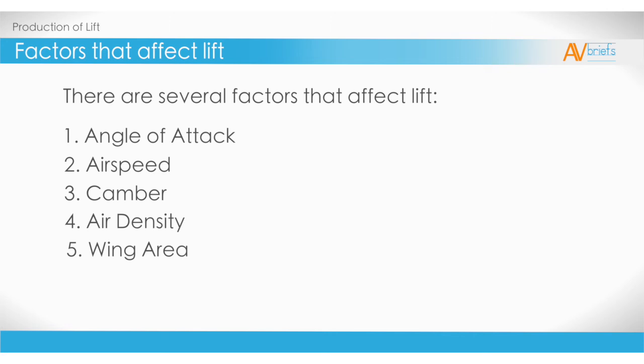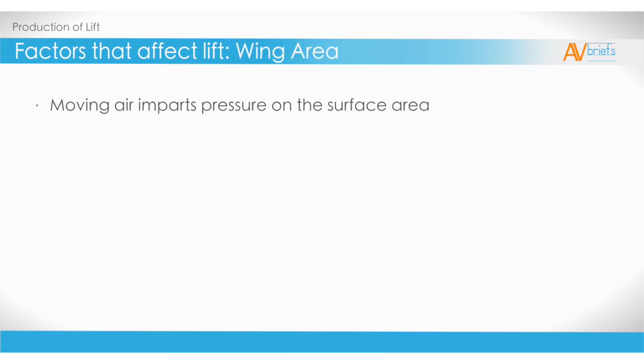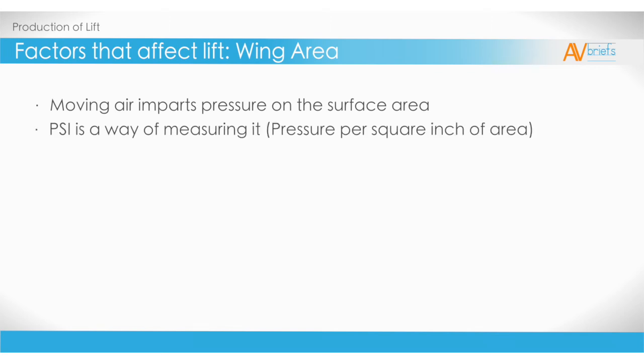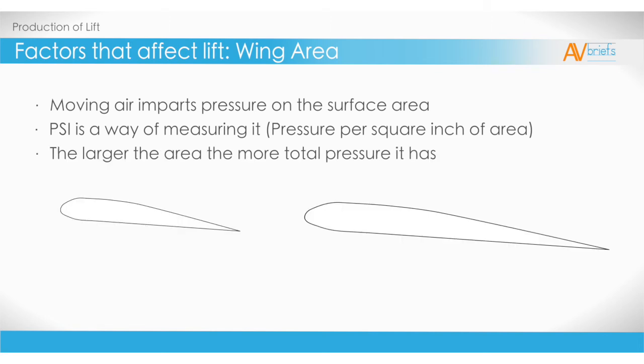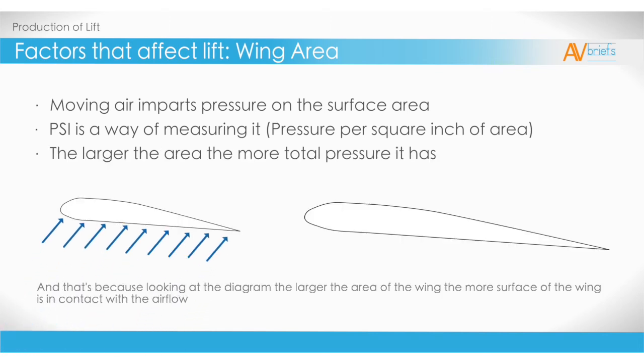Another important factor would be the area of the wing itself. It goes to say that a jumbo aircraft needs a jumbo wing. A smaller airplane doesn't need a jumbo wing because it doesn't need to produce jumbo-size lift. On the other hand, a glider has a long wing which has a fairly high wing area. This helps it to create as much lift as possible without being able to use an engine. To look at this further, moving air imparts pressure on the surface area of a wing. PSI, or pounds per square inch, is a way of measuring that pressure. The larger the area, the more total pressure the area has. And that's because, looking at the diagram, the larger the area of the wing, the more surface of the wing is in contact with the airflow.